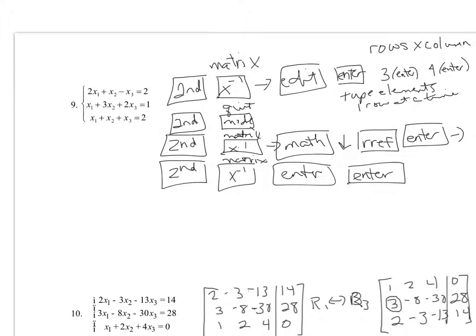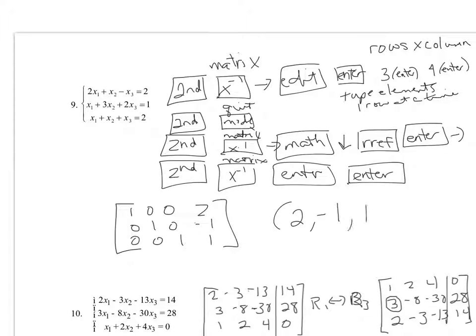You will have the zeros and ones in the first three columns, and then your solutions will be in that fourth column. If you were to put this in your calculator and work it out, you should come up with an answer that would look like this in the calculator. 1 0 0 2, 0 1 0 negative 1, and 0 0 1 1. That means your ordered triple is (2, negative 1, 1).